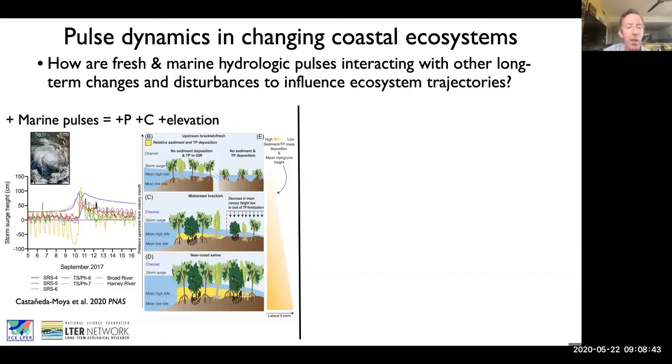This illustration to the right shows upstream coastal mangroves along Shark River Slough, midstream mangrove forests, and more near-coastal mangrove forests. The closer to the coast, these mangroves get a larger dump of sediment pulse, which increases their productivity and raises their elevation. So we see this as a positive feedback of marine pulses.